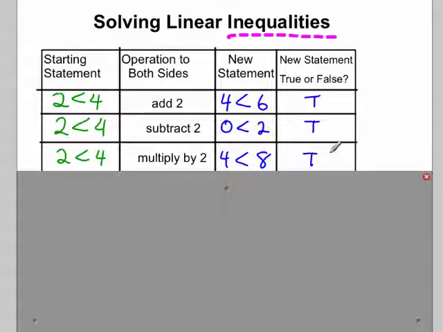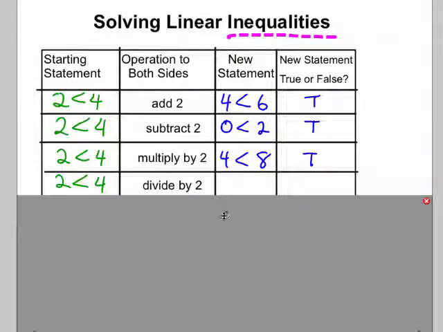All right. So far it seems that if I do the same thing to both sides, the inequality remains true. In other words, the side that was largest to begin with is still the largest. Let's keep going though. 2 is less than 4. Divide both sides by 2 on my original statement. I get 1 and 2. Is 1 less than 2? Yes, it is. It's true.